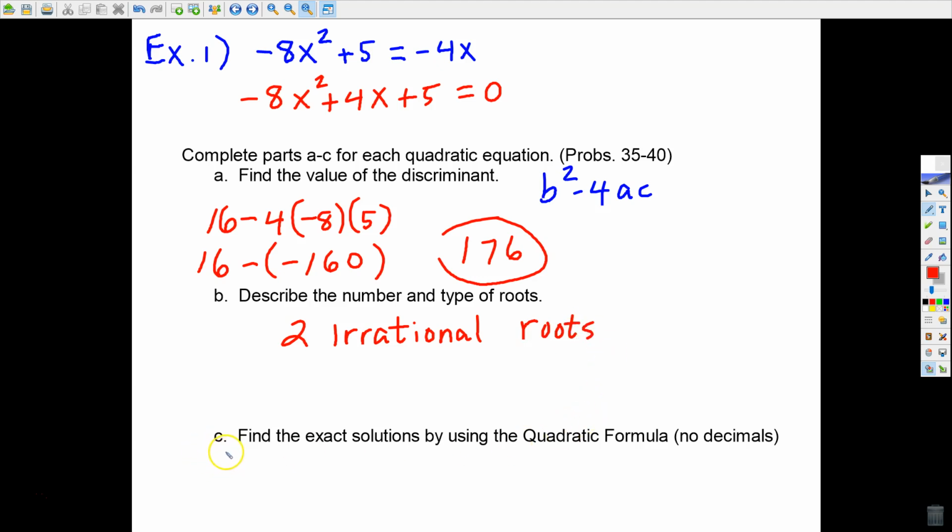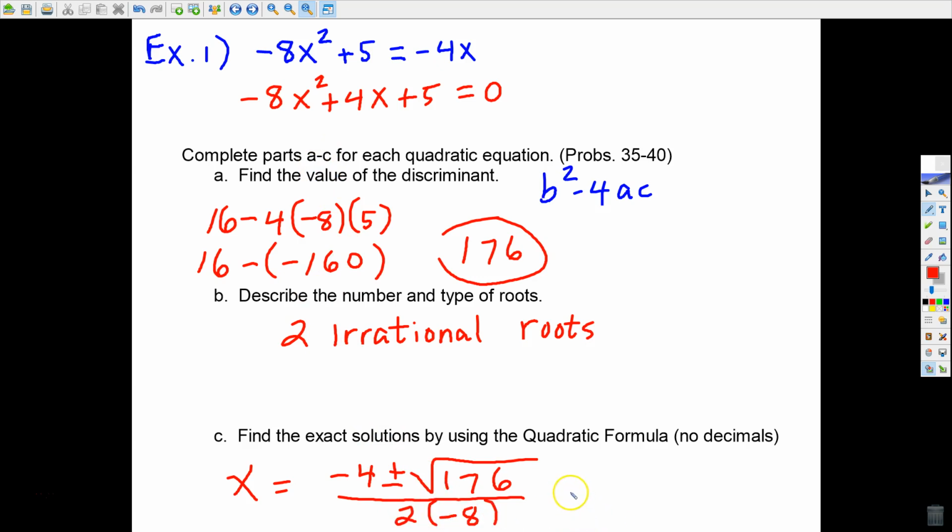Okay, and I'll give you a few minutes, or probably, hopefully less than a minute. Go ahead and solve part C. Really want you to go ahead and solve the equation using the quadratic formula. So obviously you don't have to, you've already got the number that goes underneath the radical. So we'll just set it up for you and I'll let you finish it. So the opposite of b, plus minus, and we know it's going to be the square root of 176. Solving for x, and all of this is going to go over 2 times a, and a is negative 8.